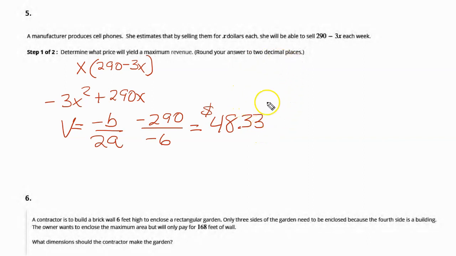Again, if you're not sure about something, ask. Remember, when our a value is negative, you have a parabola that opens downward, and its vertex is the maximum. All right, just one more.